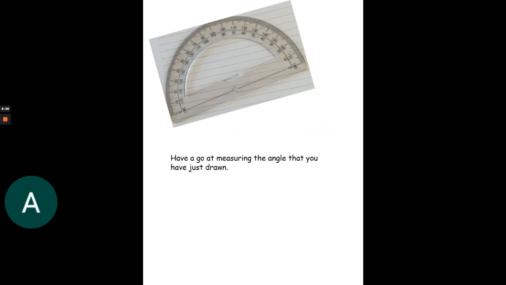So now you're going to have a go at using your protractor. You're going to have a go at measuring the angle you have just drawn. So what I want you to think about is which scale you're going to need to use. Now, because your protractor has a small hole in it, you will probably need to extend your lines with your ruler a little bit just so that you can get them to be clearly read on that protractor.